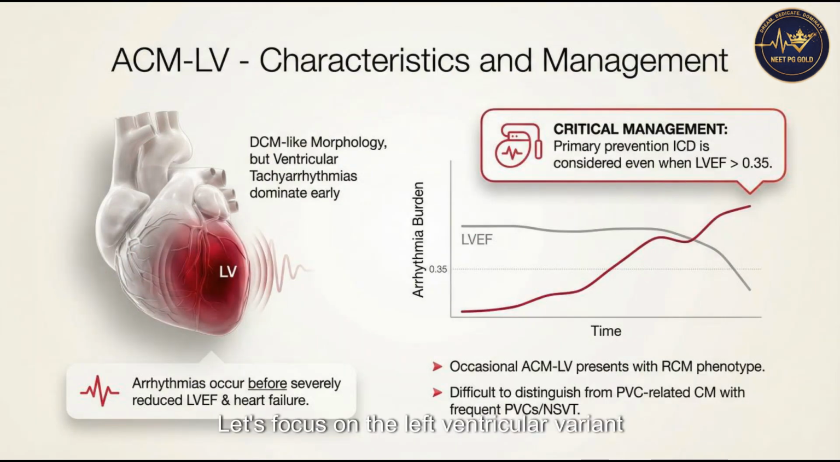Let's focus on the left ventricular variant, ACM-LV, because it changes your management rules. In standard dilated cardiomyopathy, we usually wait for the ejection fraction to drop below 35% before implanting a defibrillator. However, in ACM-LV, the risk of electrical instability and sudden death is extremely high, even when the pump function is still preserved. Therefore, we consider primary prevention ICD implantation even when the ejection fraction is greater than 35%. This is a critical deviation from standard heart failure guidelines. If you see a patient with a genetic ACM profile and a normal ejection fraction, do not assume they are safe from sudden cardiac death.